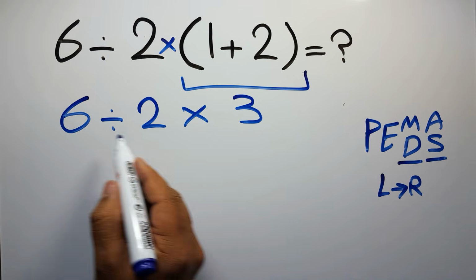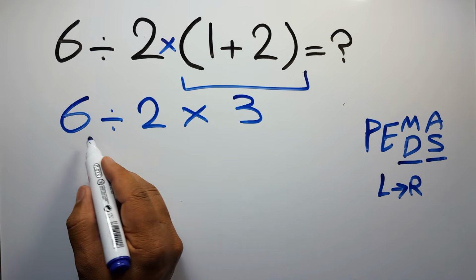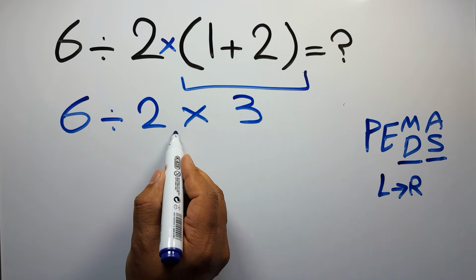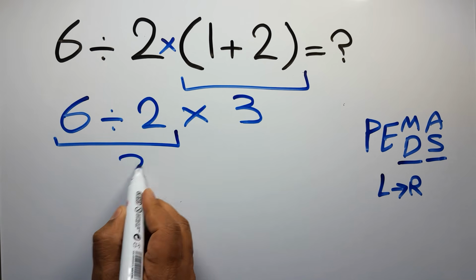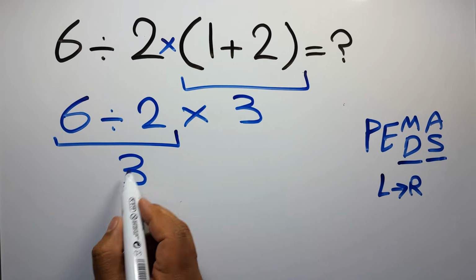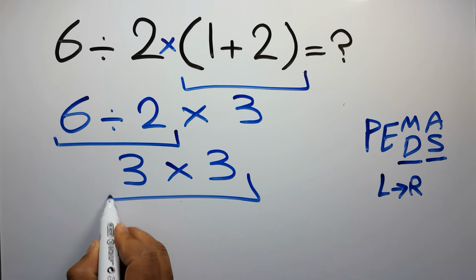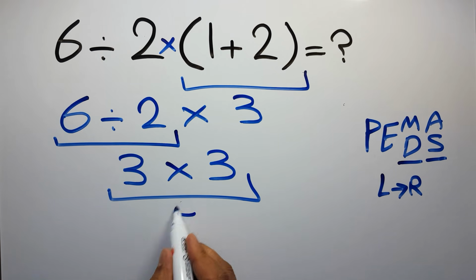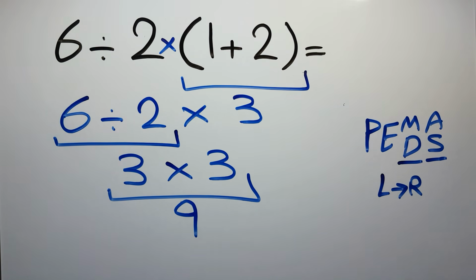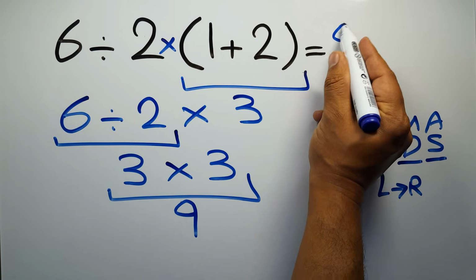So here, first we have to do this division. 6 divided by 2 equals 3. So we have 3 times 3, which equals 9. And this is our final answer to this problem. The correct answer is 9.